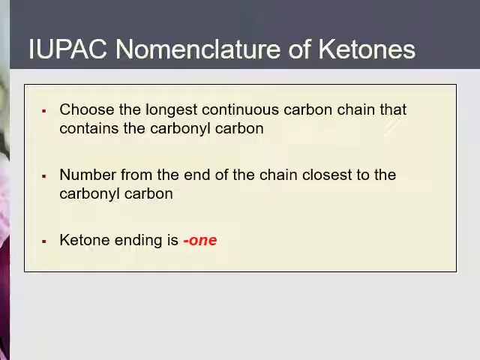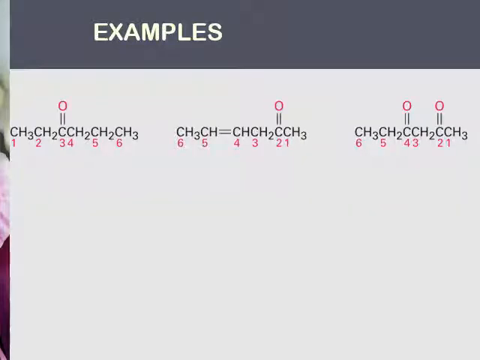Nomenclature. For ketones, choose the longest continuous carbon chain that contains the carbonyl carbon. Number from the end of the chain closest to the carbonyl carbon. The ketone ending is -ONE. Here are some examples. In the first molecule, the longest chain is 6, so it's a hexane. The E becomes ONE, so hexanone.